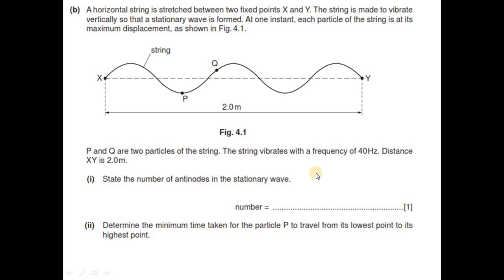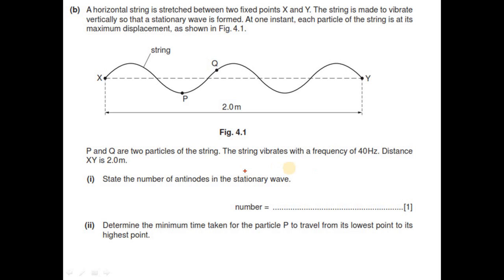B. A horizontal string is stretched between two fixed points x and y. The string is made to vibrate vertically so that a stationary wave is formed. At one instant, each particle of the string is at its maximum displacement as shown in the figure. So this is a string, point P, fine. P and Q are two particles of the string. The string vibrates with a frequency of 40 Hz. Distance x and y is 2 meters. State the number of antinodes in the stationary wave.